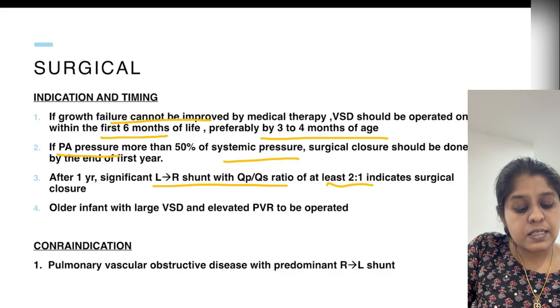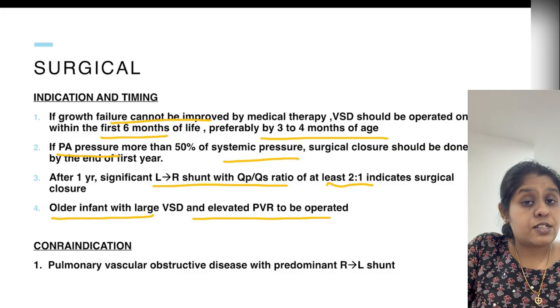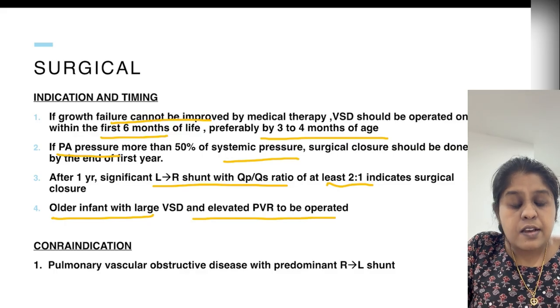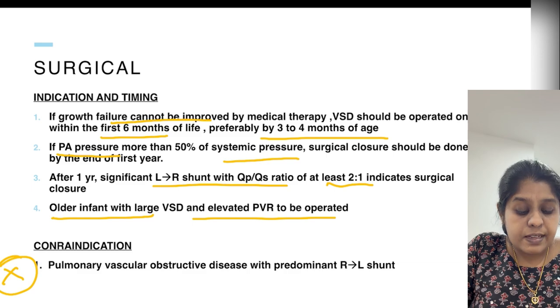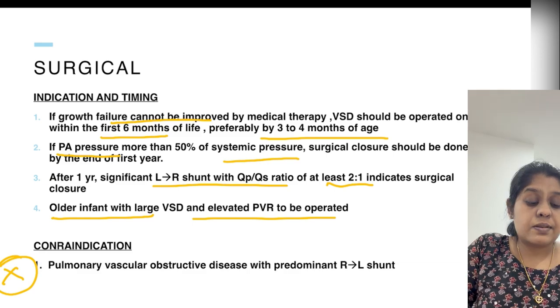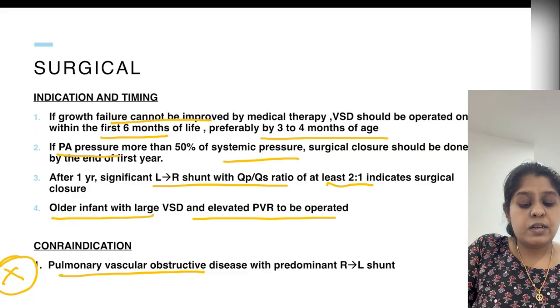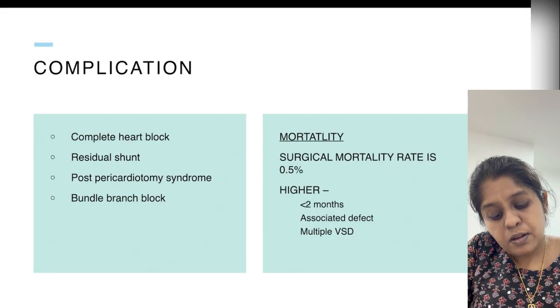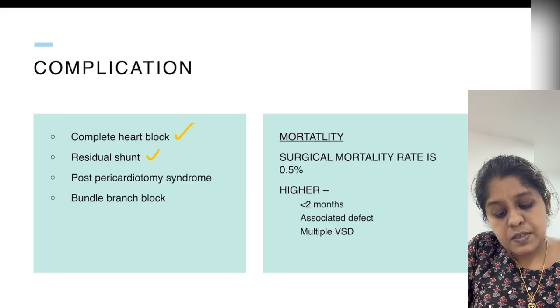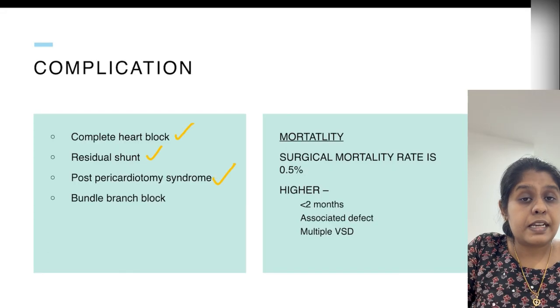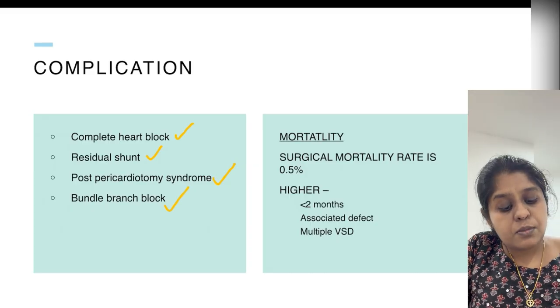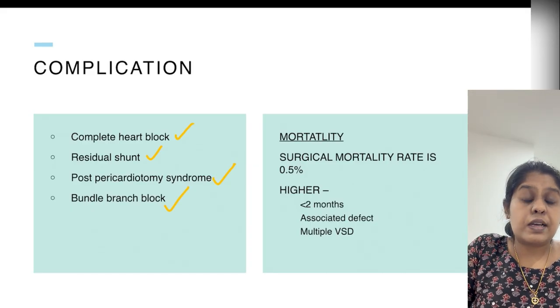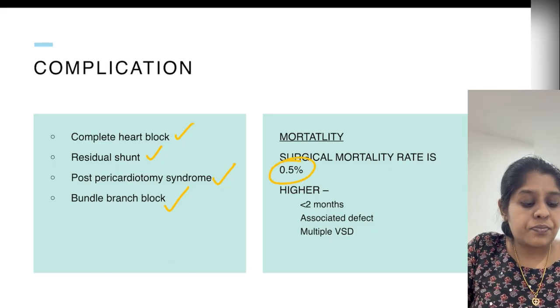Older infants with large VSD and elevated pulmonary vascular resistance have to be operated. The contraindication for VSD surgery is if the child develops pulmonary vascular obstructive disease, that is Eisenmenger syndrome, then you cannot do a surgical closure. Coming to complications, complete heart block, residual shunt, post-pericardiotomy syndrome, and bundle branch block are frequent complications of VSD surgical closure. The mortality because of surgery is 0.5%, and the mortality rate is way higher in less than 2-month-old babies, when there are associated defects and multiple VSDs.